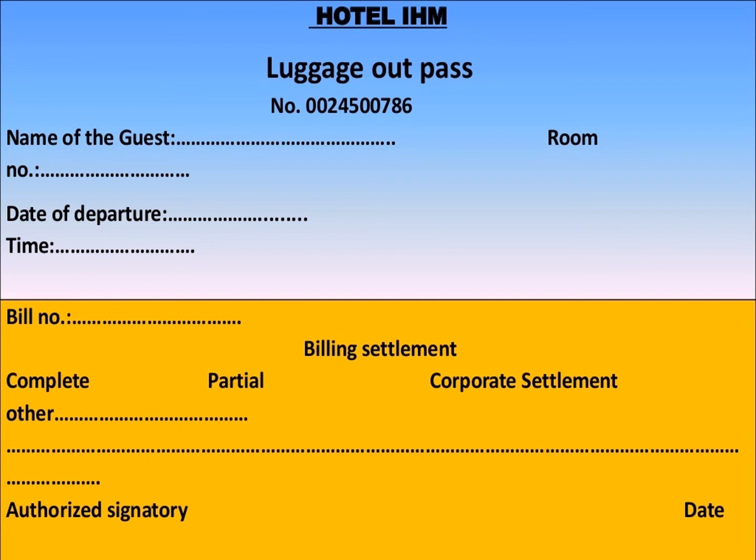Luggage out pass. In this, the name of the guest, room number, date of the departure, and time of the departure, and the room which he had occupied is stated, and the bill number, which is filled by the front office department, and the details of the bills are mentioned in it.